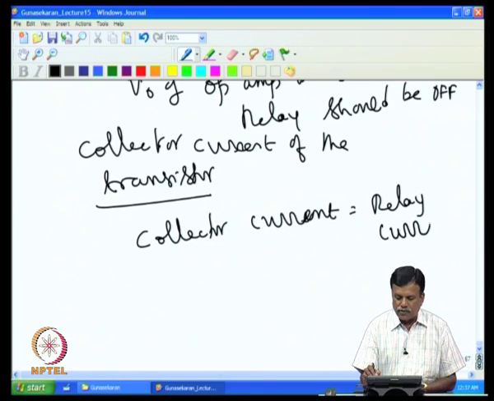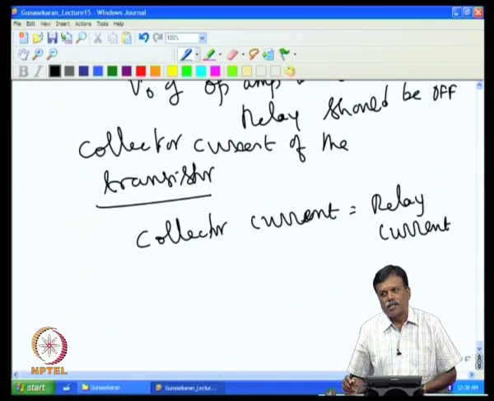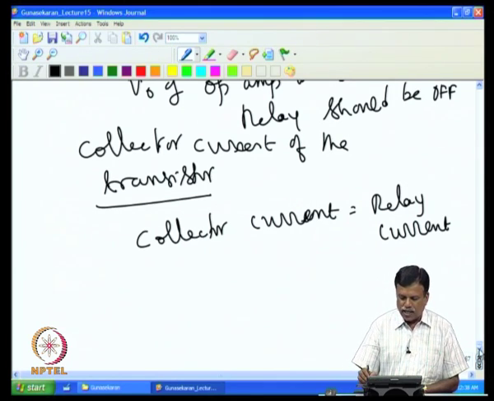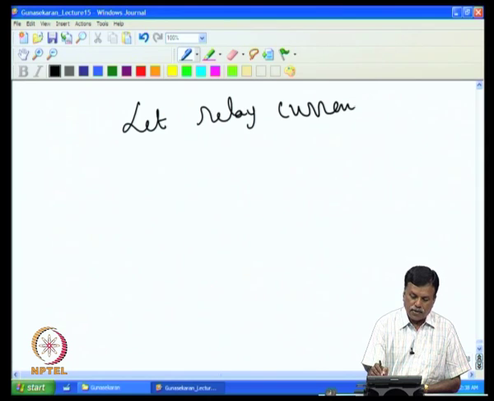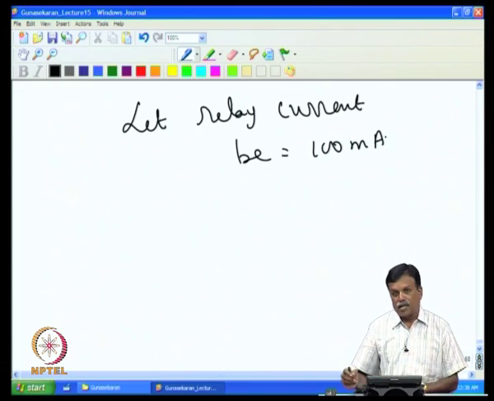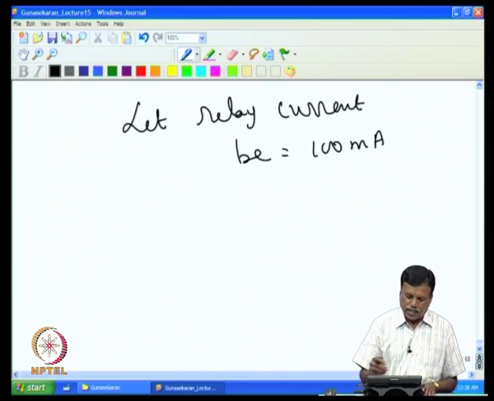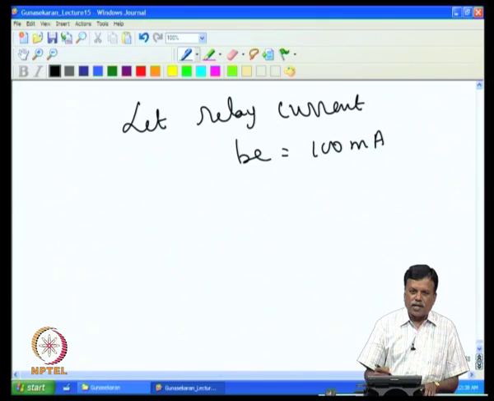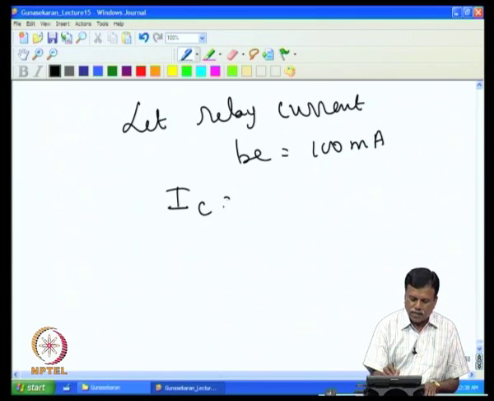Now the relay current is given by the relay manufacturer, because only if that much current flows, the relay will be activated. So assume the relay current is 100 milliamps. We need 100 milliampere current to flow through the relay, then only the relay will activate the contacts. So, once relay current is known, the collector current of the transistor is known, that is 100 milliampere. So, IC, collector current, is 100 milliampere.